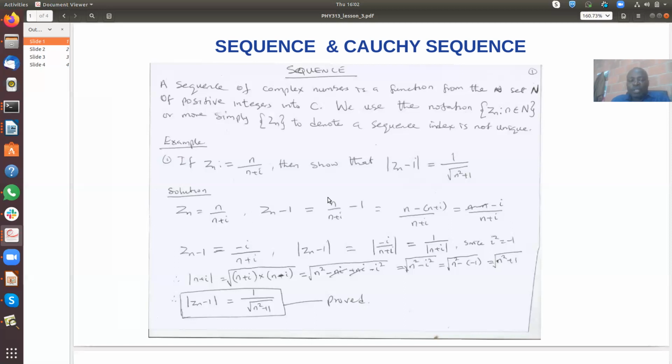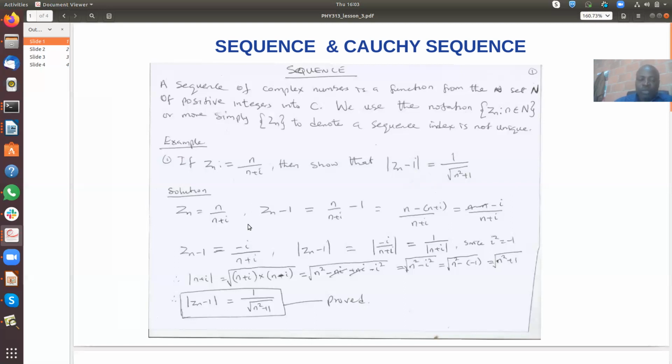An example is if Zn is equal to n divided by n plus i. The question now is to show that the modulus of Zn minus 1 is equal to 1 all over the square root of n squared plus 1. We are to use this to prove that when you look for the modulus of Zn minus 1, the answer is this.